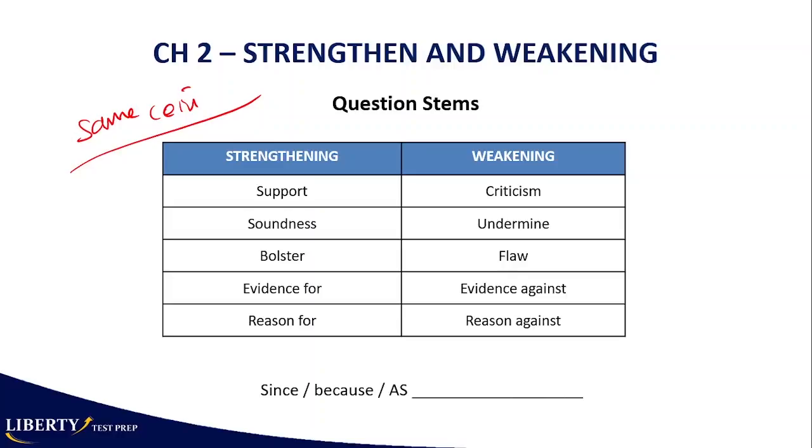Okay, so now the most important thing here is to be able to identify the question. So when you read the question, you should be able to know that they're asking you about a strengthening or a weakening question. Some common synonyms that are going to be used for strengthening are support, soundness, to bolster something, evidence, or reason for. Those are some common words that you're going to find instead of strengthening that are going to ask you also to strengthen the conclusion. And then you have the synonyms of weakening. Weakening, the same thing as criticism, undermine, flaw, evidence against, or reason against.